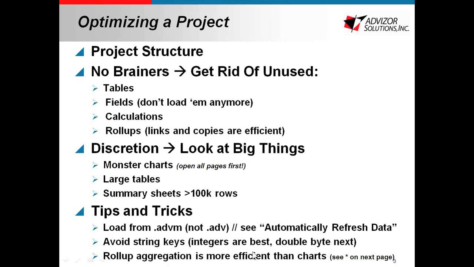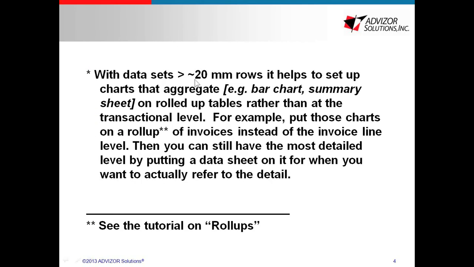And the last is roll-up aggregation is more efficient than charts. So the issue is with large data sets, and let's say we're talking 20 million or more rows, it helps to set up the charts that aggregate, which is primarily the bar chart and the summary sheet, on rolled up tables rather than at the transactional level. So we just had an example of this. For example, put the charts on a roll-up of invoices instead of the invoice line level itself.